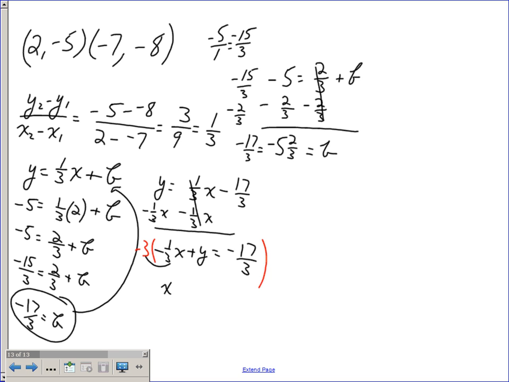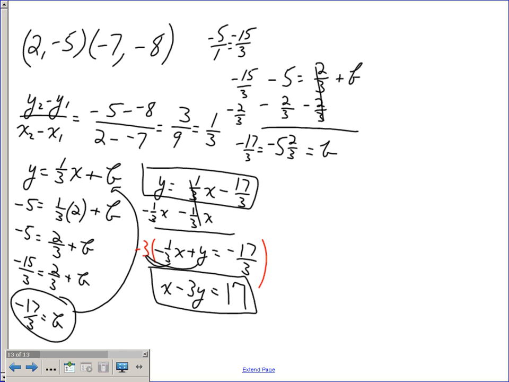You guys would probably use your calculator. And in your calculator, you would hit -3 times 1/3, and you would see that that is equal to 1. 1x. And then -3 times y is -3y. And -3 times -17/3, so the 3's will cancel and I'll get a +17. So we have an equation here in standard form.